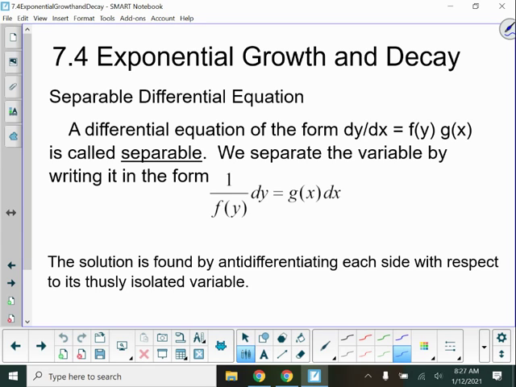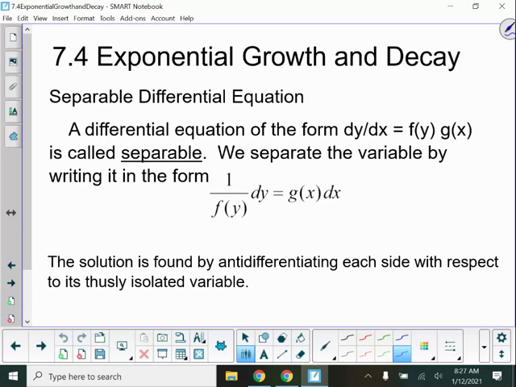This is your video for 7.4 exponential growth and decay. And this is really going to have two sections in it. So I am probably going to make this a two-part video just so it's not so incredibly long. The first topic that we're going to look at is separable differential equations. And this is a very, very common topic in the free response question section on the AP exam.